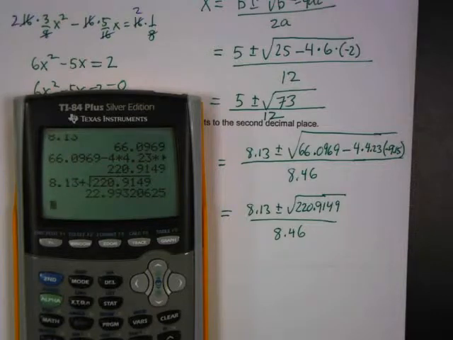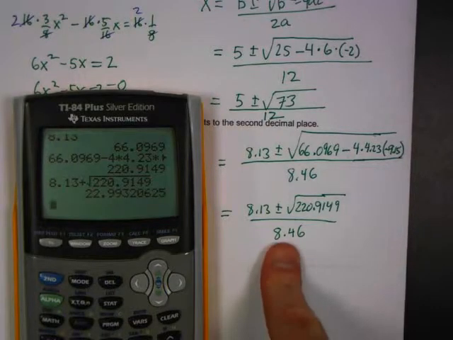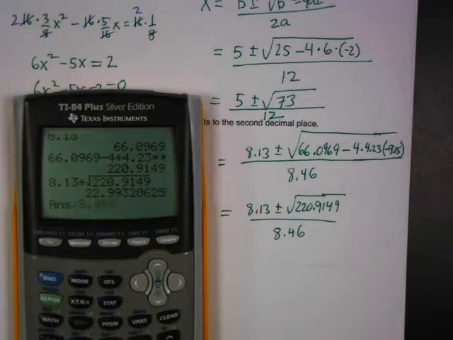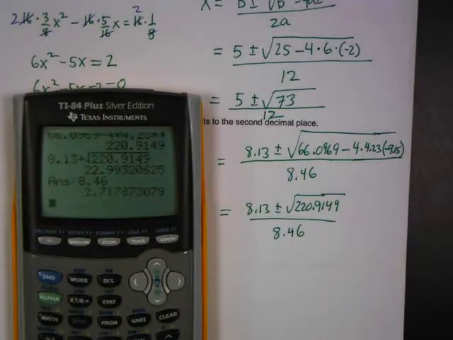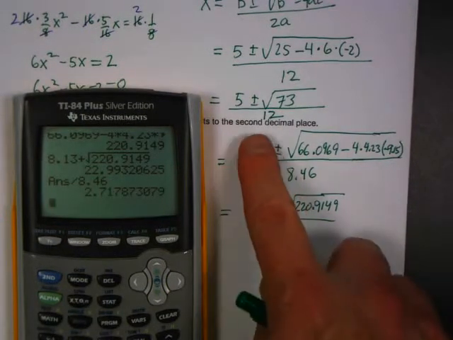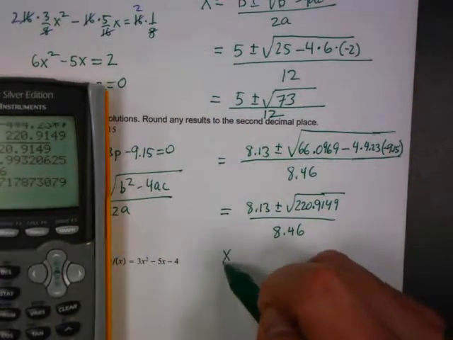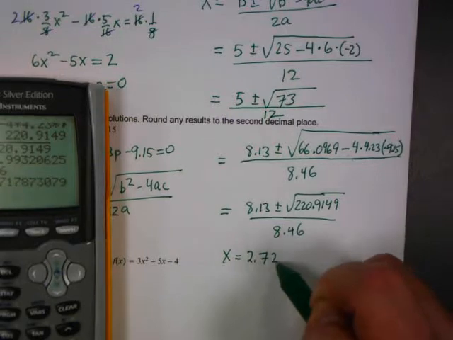And then what do I have to do with that answer? Divide it by 8.46. I'm going to divide it by the 8.46. And then the directions say round to 2 decimal places. So one answer would be x is 2.72.